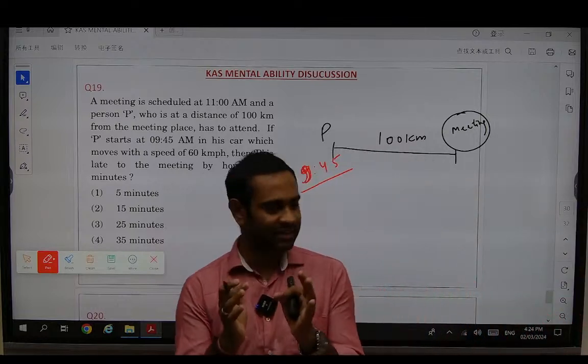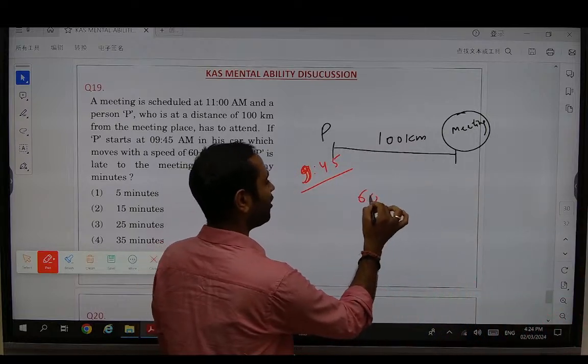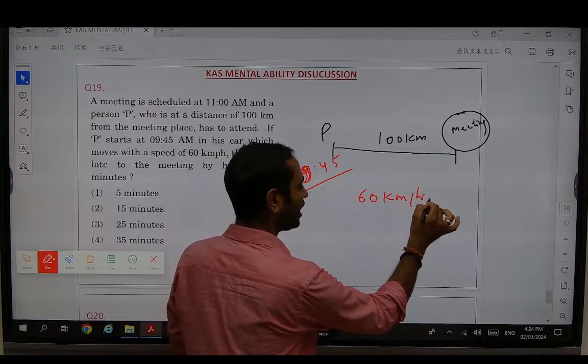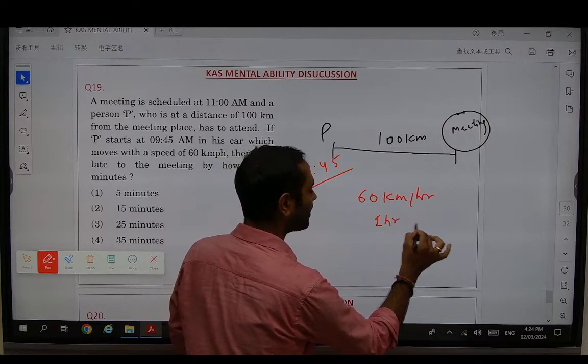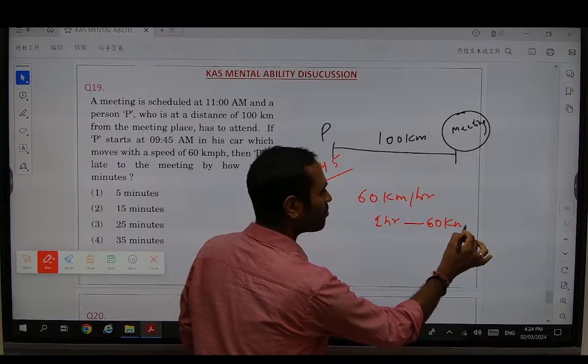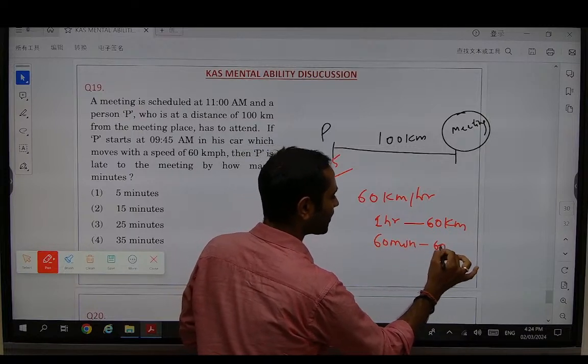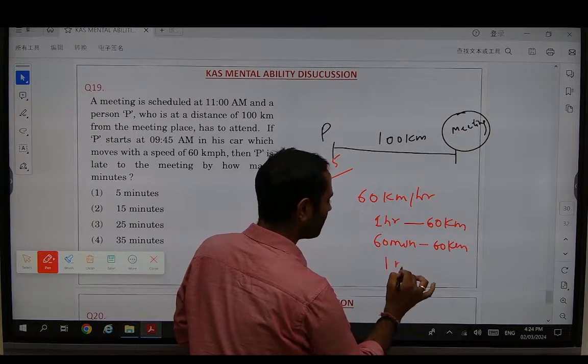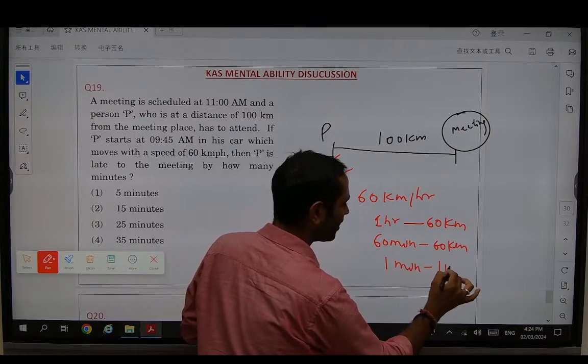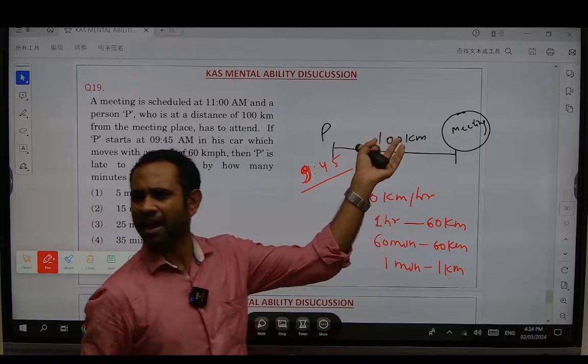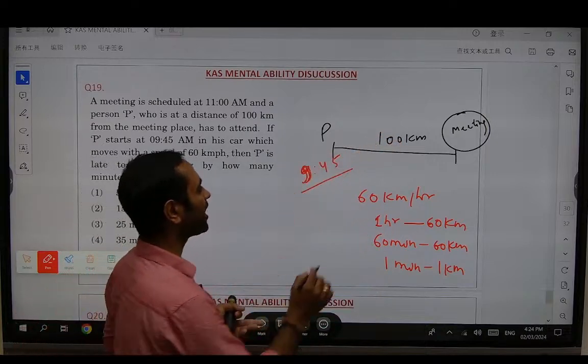See, 60 km per hour, the meaning of this means in 1 hour, that person will travel for 60 kilometers. Simple. In 1 hour, how many minutes? 60 minutes, 60 kilometers. That means 1 minute, 1 kilometer. Agree? This person has to travel 100 kilometers. How much time he will take?